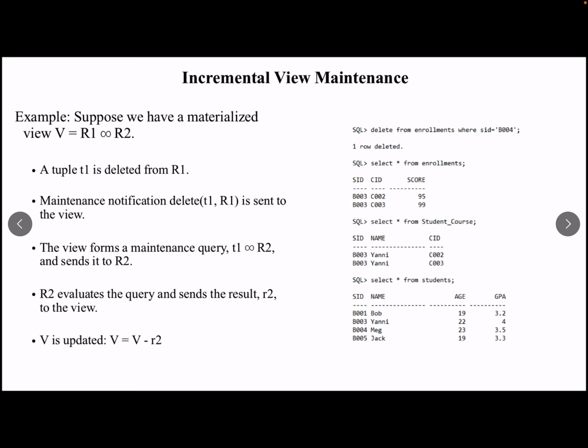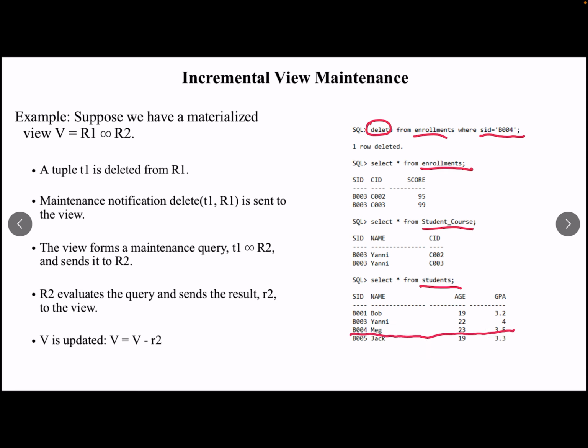Next, we have one more example about incremental view maintenance. Here we delete from the enrollment table the row whose student's ID is B04. We print the enrollment table, and we find that B04 is deleted. We also print the student course view, which is based on the enrollment, students, and courses tables, and we find that B04 is also deleted. But if we print the student table, we find that B04, which is Mac, is still here.